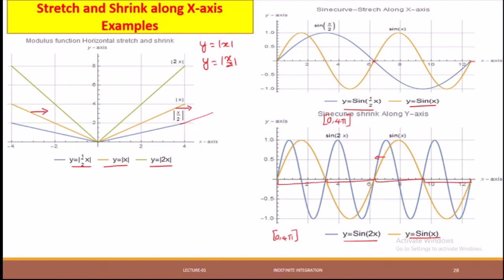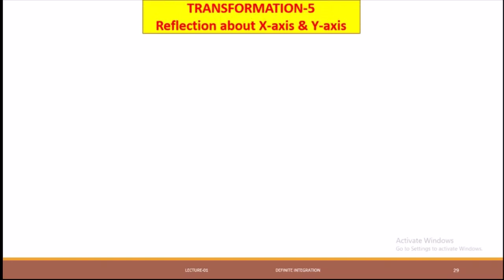Here are some exercise problems. y is equal to 4x square, y is equal to cos 2x, and y is equal to 1 by 4x. Try to plot the graphs on your own and check with any graphing calculator. Here is our next transformation, namely reflection about x-axis and reflection about y-axis.